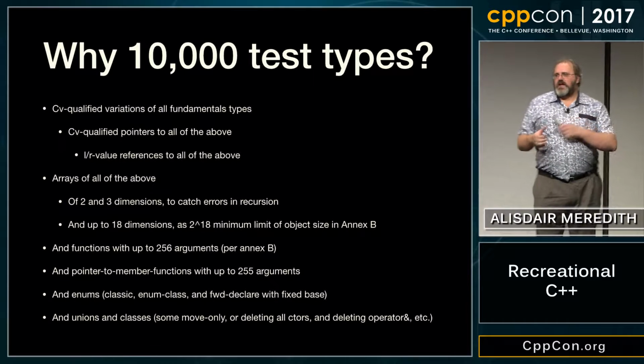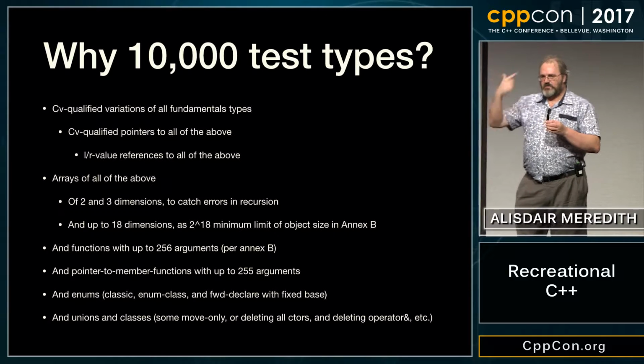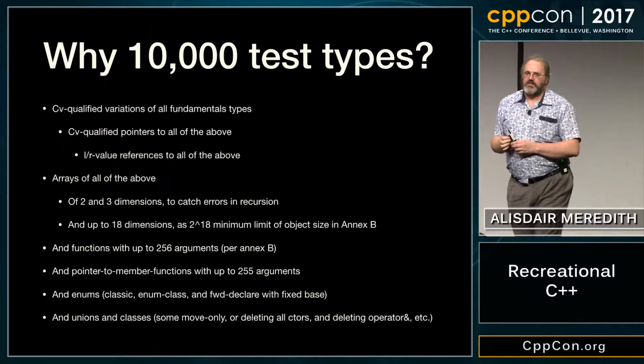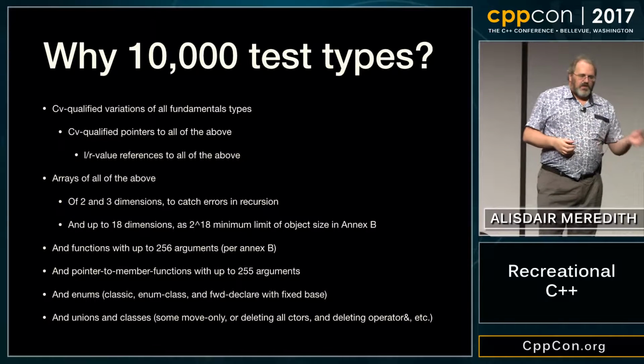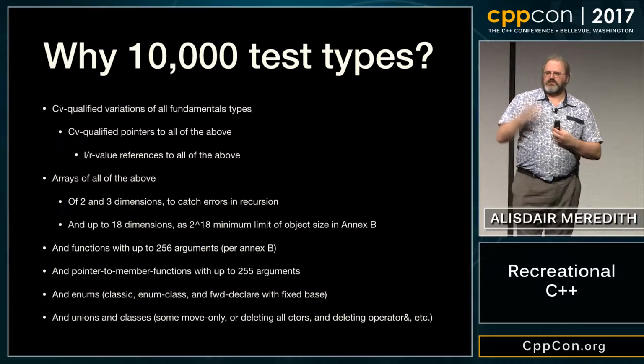And we're going to do 2 3-dimensional arrays, because if I've got a recursive implementation of my trait, I want to make sure that that recursion keeps playing through correctly. I've found bugs in implementations of my code in the past by going up to the 3rd, but the 4th and beyond, it was actually catching the recursion issues as long as I went to 3.